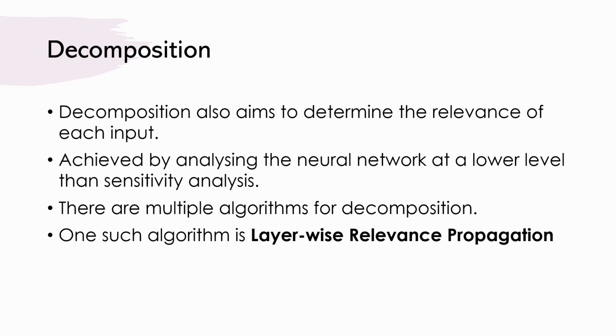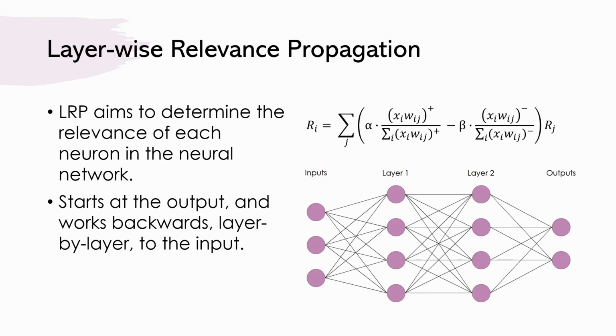Another method is decomposition. Decomposition also aims to determine the relevance of each input, but it achieves this by analyzing the neural network at a much lower level. There are multiple algorithms for decomposition, but the one I'm going to be talking about today is layer-wise relevance propagation. LRP aims to determine how relevant each neuron in the network is to a particular output prediction. It starts at the output and propagates backwards layer by layer until it reaches the input.